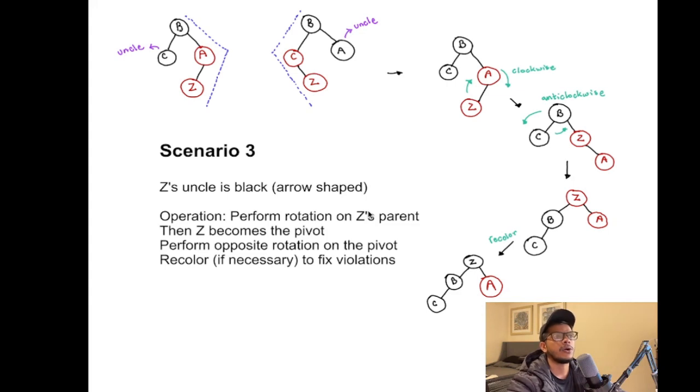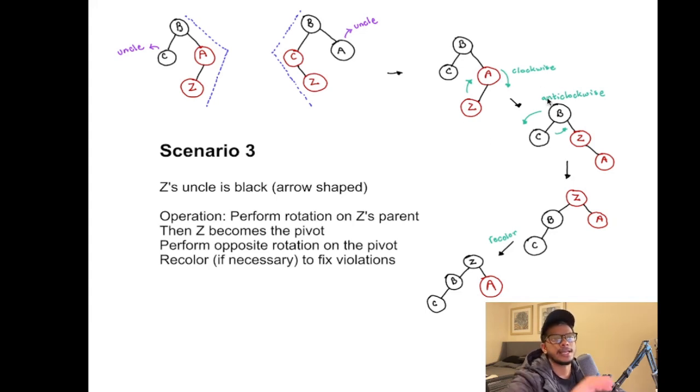That depends on what the arc is pointing to, what's the direction of the arc, right? So if you see that the arc is pointing in the right hand direction, then we are going to perform a clockwise rotation on Z's parent. If, on the other hand, the arc was pointing in the left direction, then you would perform an anti-clockwise rotation on Z's parent, right? So here what we do is we perform a clockwise rotation.